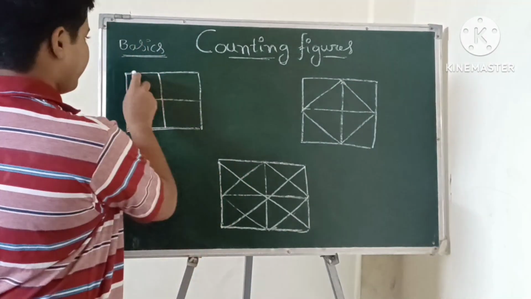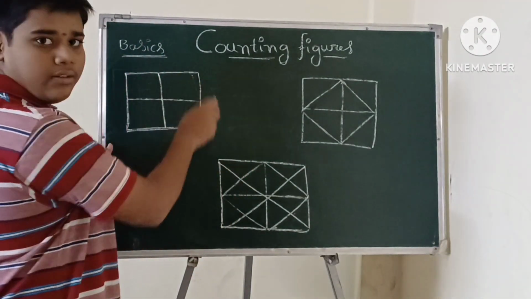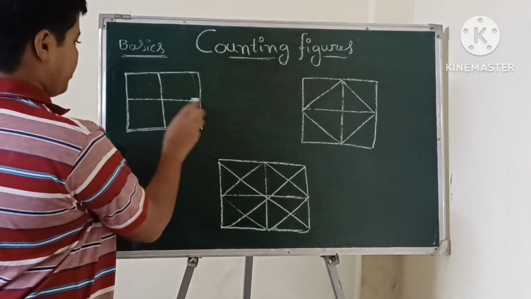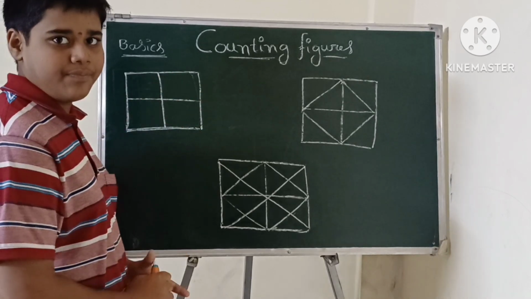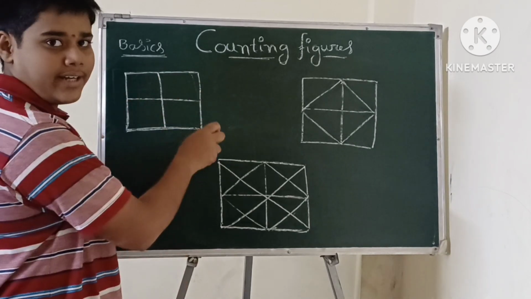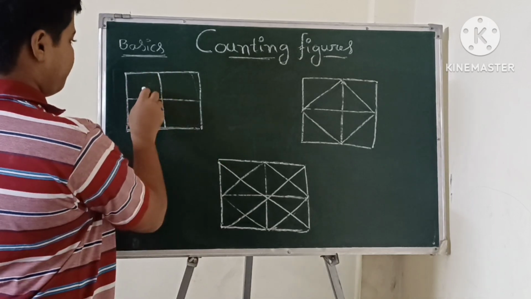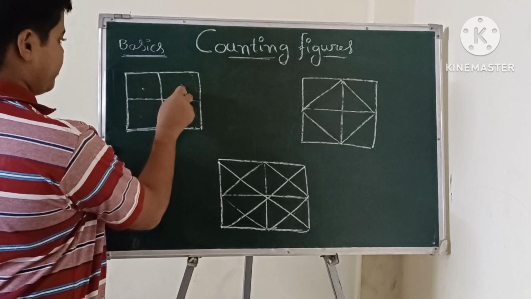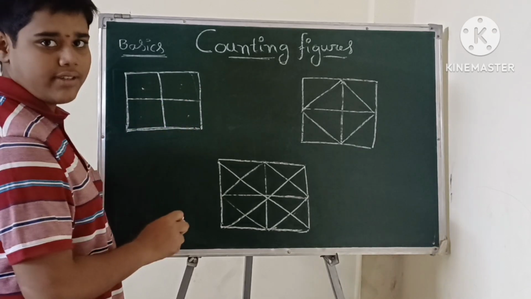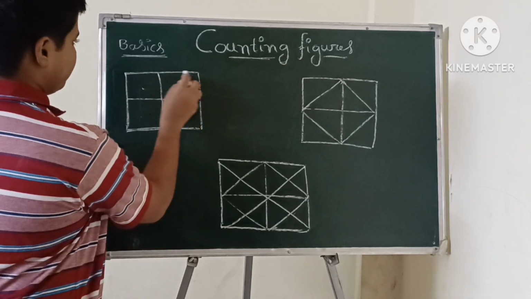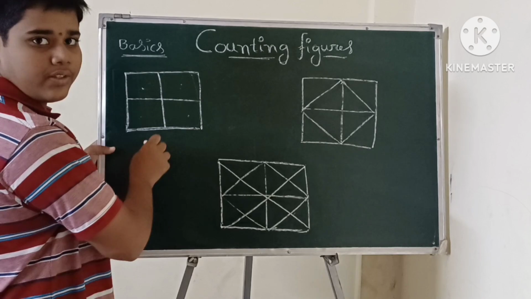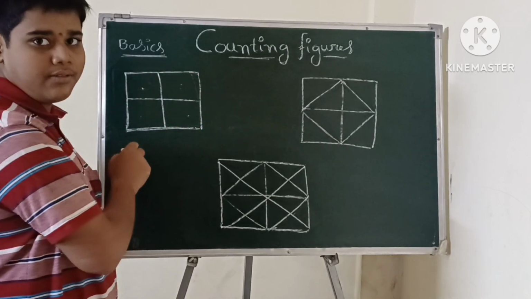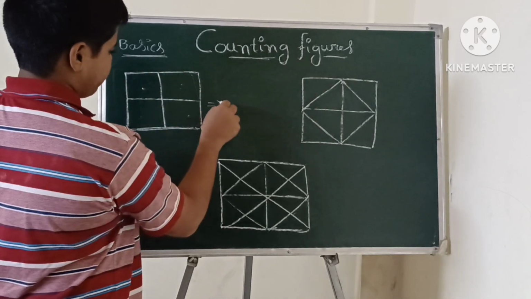If we see this figure, in the middle there is a plus symbol. This plus symbol divides this square into 4 squares. Okay, so 1, 2, 3, 4. 4 squares are there, and this is a big square. So 4 plus 1, 5. So in this, 5 squares are there.